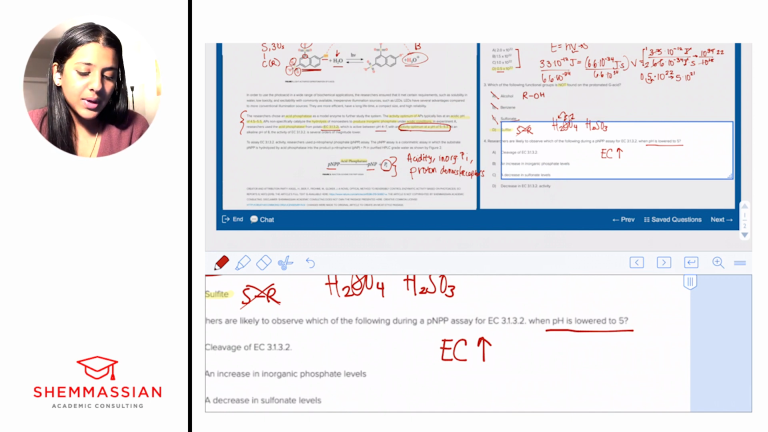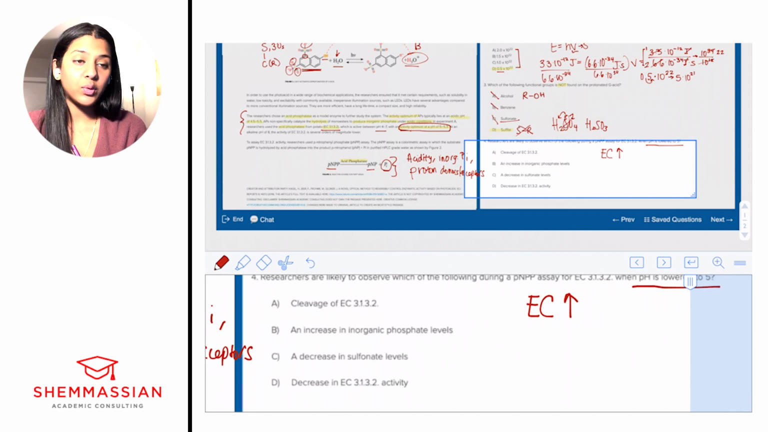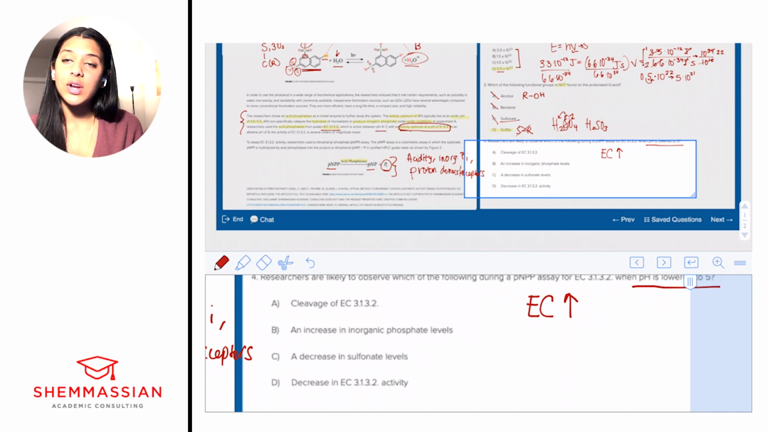Okay, so B, an increase in inorganic phosphate levels. All right, so let's look at what this acid phosphatase EC does. So when it's used, it looks like when the reaction moves forward, it actually does result in inorganic phosphate, which would make sense. If the enzyme is working a lot, then it probably would catalyze a lot of reactions, thus creating a lot of inorganic phosphate. So that does look like it could be an answer, but let's look at the other answer choices before we choose it.